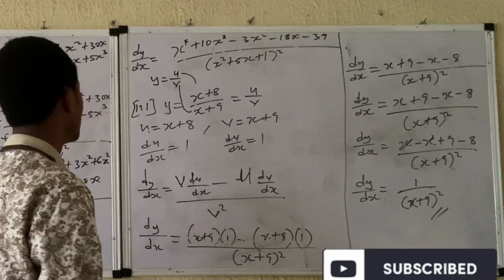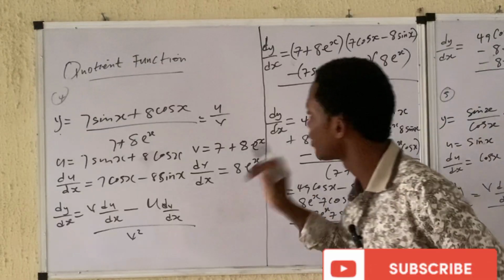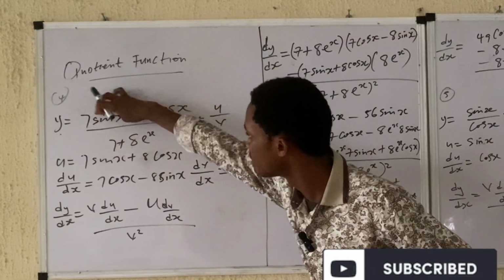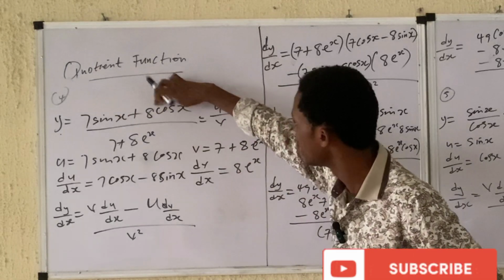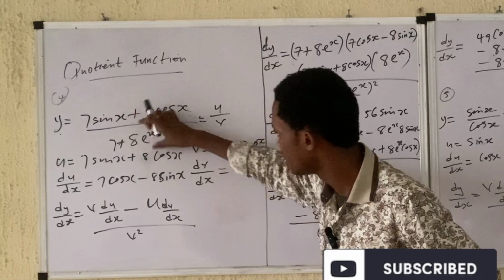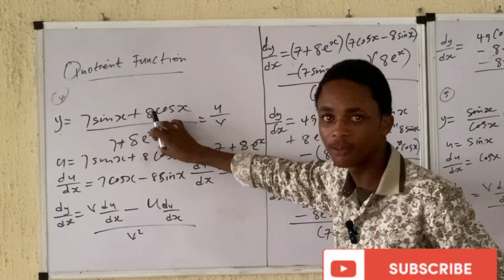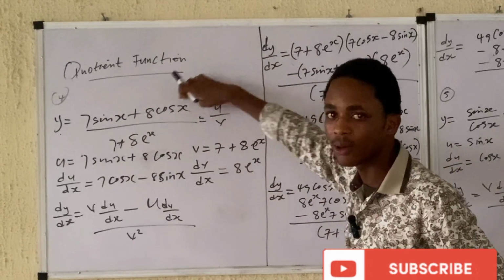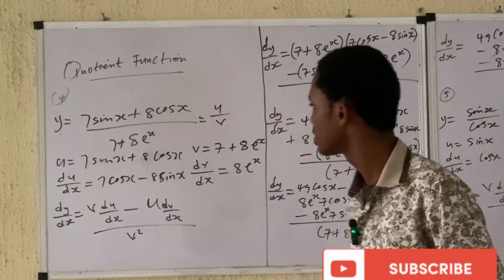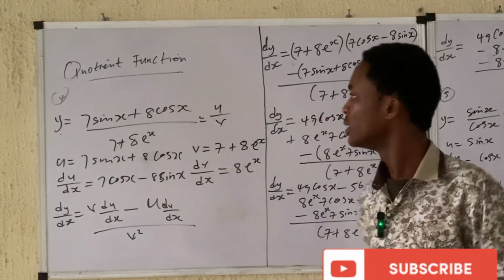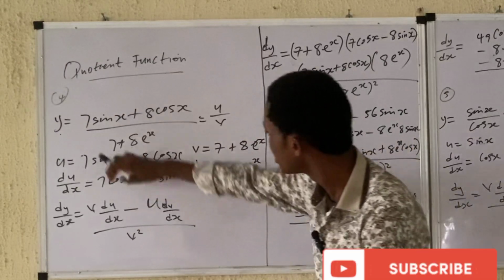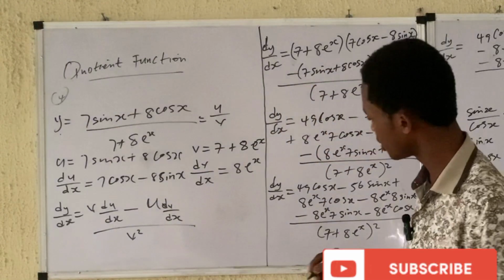Moving to question 4. Now, question number 4. This question contains trig, the 7 sin x and the 8 cos x, all over 7 plus 8 exponential x. It contains trig and exponential. Remember that our numerator is our u, while the denominator is our v. The u is 7 sin x plus 8 cos x.